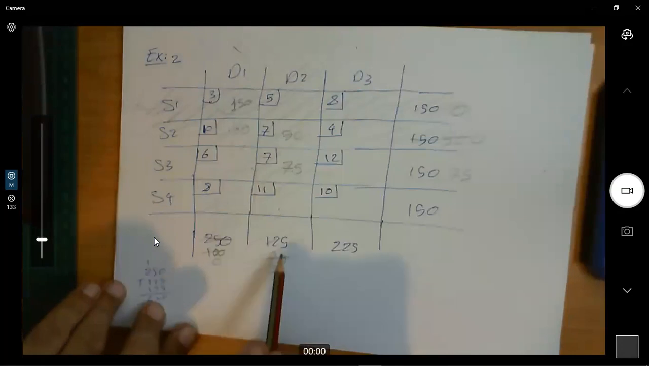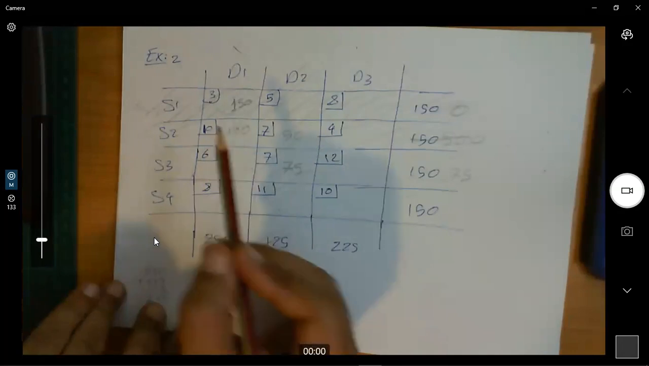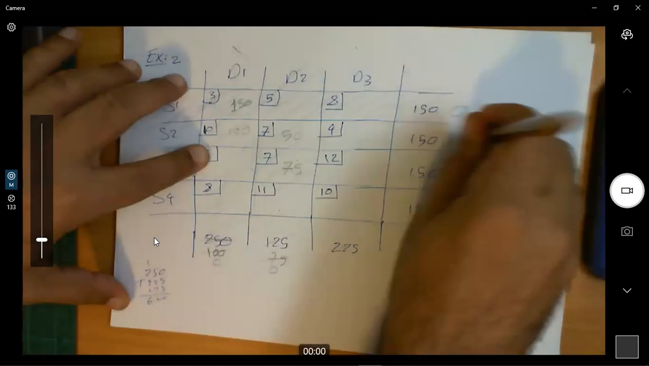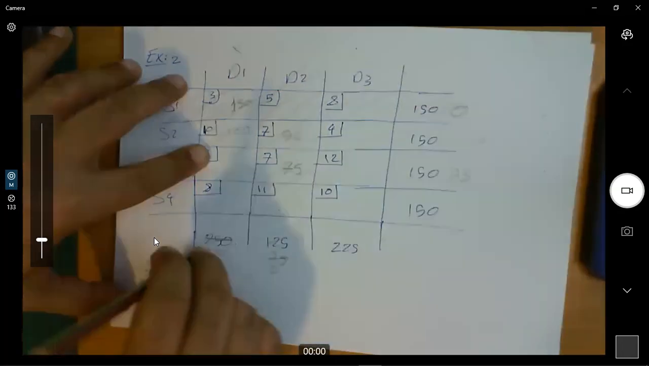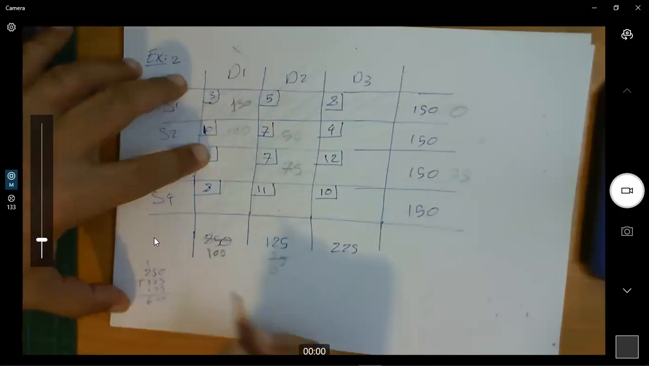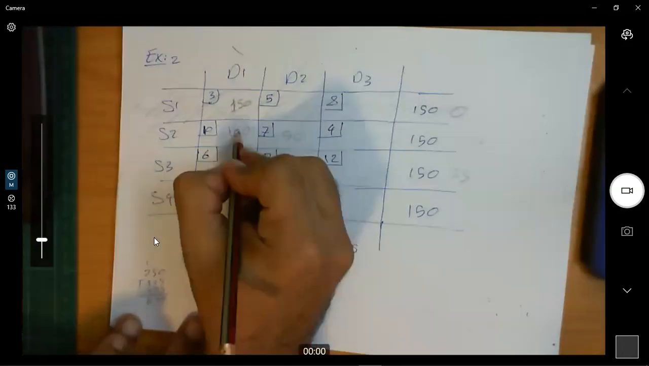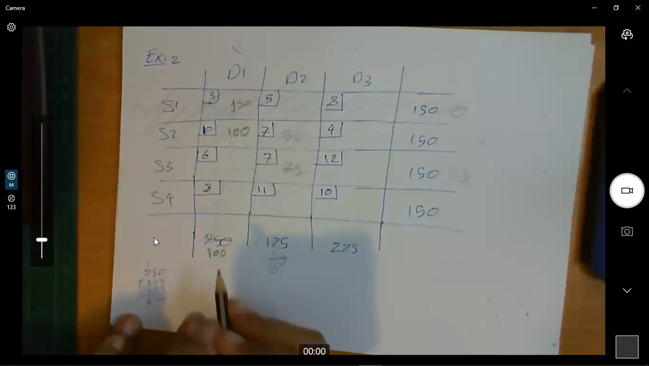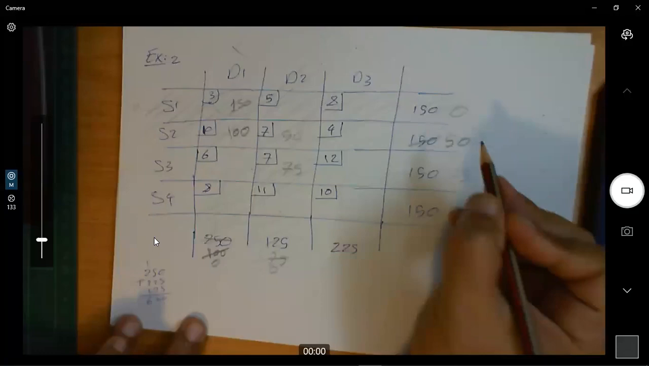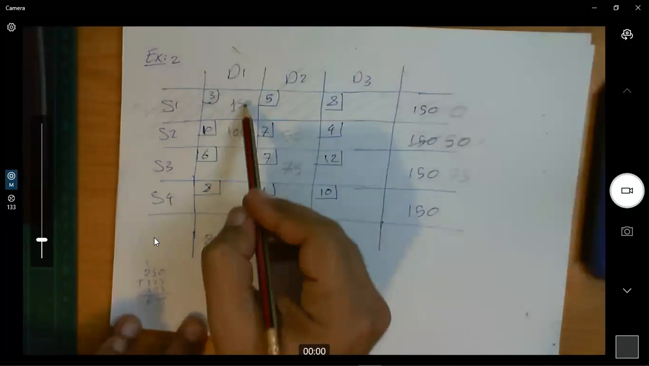Then we continue on the northwest. Okay, that's north, that's west. Let's allocate the maximum. How much do we have here? We have 150. Originally we have 150. The demand here is 100, correct? Yes. So we assign here 100. Then this one becomes 0. This becomes 50. Okay. Then this demand column is out of the loop.